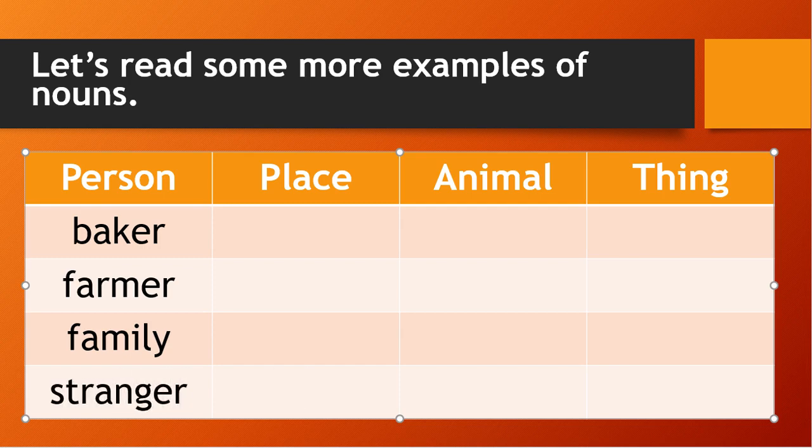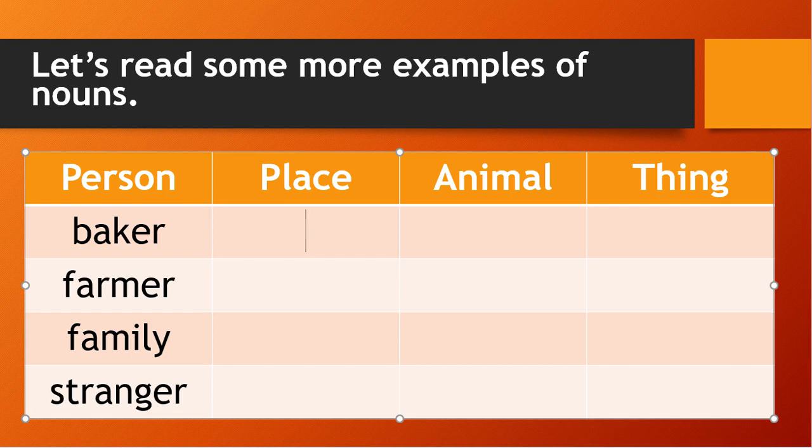What is the meaning of stranger? Stranger means unknown person. You don't know about that person. That is an unknown person. So it's a kind of person. Okay, baker, farmer, family, stranger. Those are kinds of persons. So those are a type of person.